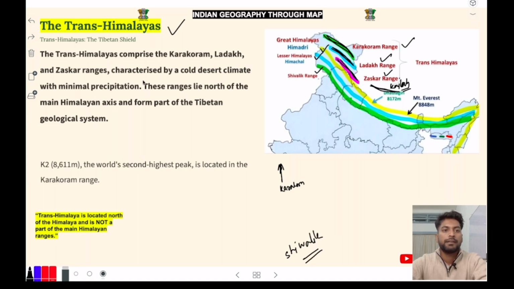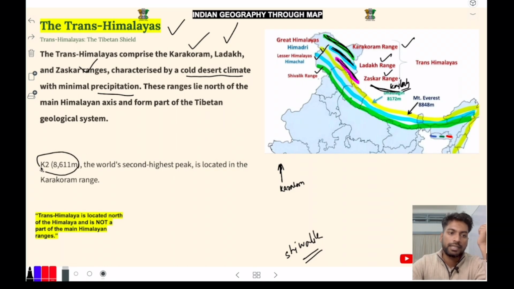Got it? Okay. The Trans Himalaya comprise Karakoram, Ladakh, Jaskar, and Kailas. It's a cold desert climate, with minimal precipitation; rainfall is less. Their range lies from north. Okay, got it. But you have to remember this one. This is very important. K2.